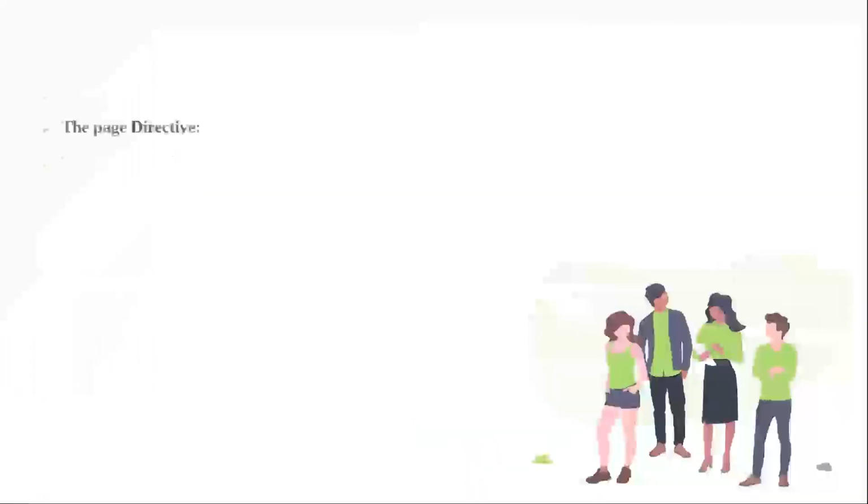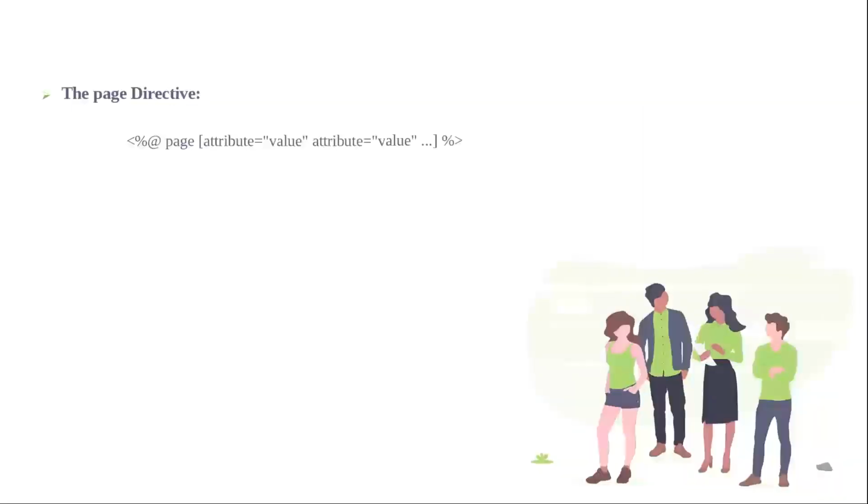Now we come to the page directive. The page directive is used to specify the attributes for the JSP page as a whole, and it has the following syntax: open tag, percentage sign, @page, attribute equals value, all the attribute values, and then close the percentage sign and angle brackets. Next, the include directive. The include directive merges the contents of another file at translation time into the .jsp source input stream. So the include directive would be used this way.